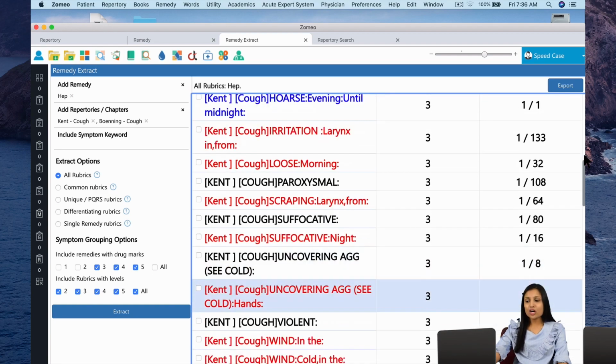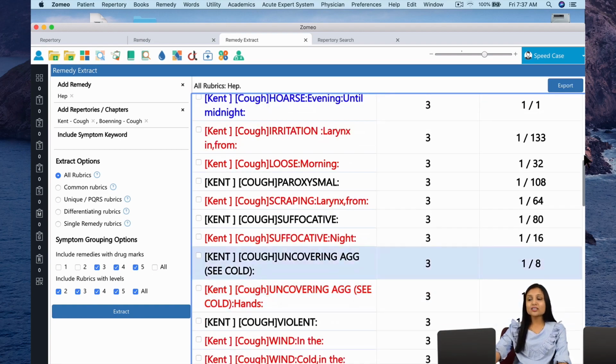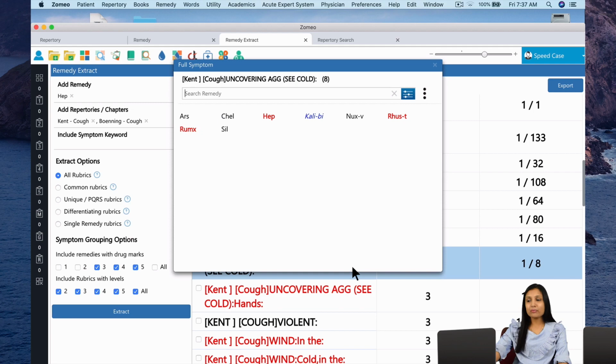And look here, cough uncovering aggravates. Only 8 remedies, with Hepar, Rhus tox and Rumex occupying maximum gradation.